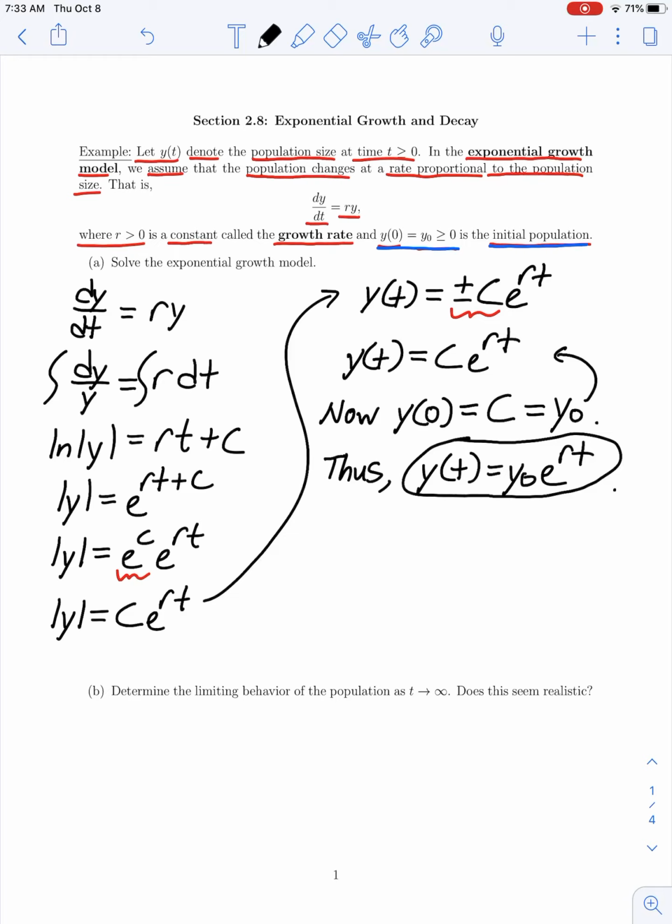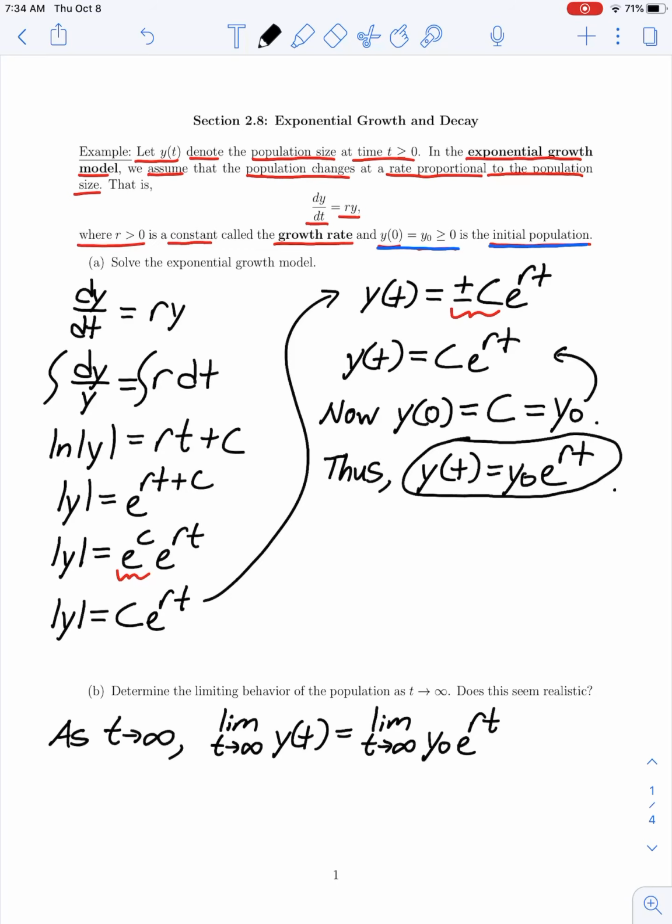Now, in part B of this example, we're asked to determine the limiting behavior of the population as time t approaches infinity. So after a very long period of time, what will happen with our population size? And then we ask the question, does this seem realistic? So here we could say, well, as time t is approaching infinity, let's consider the limiting value of our population size, y of t. That is the limit as t approaches infinity of y naught times e to the rt.